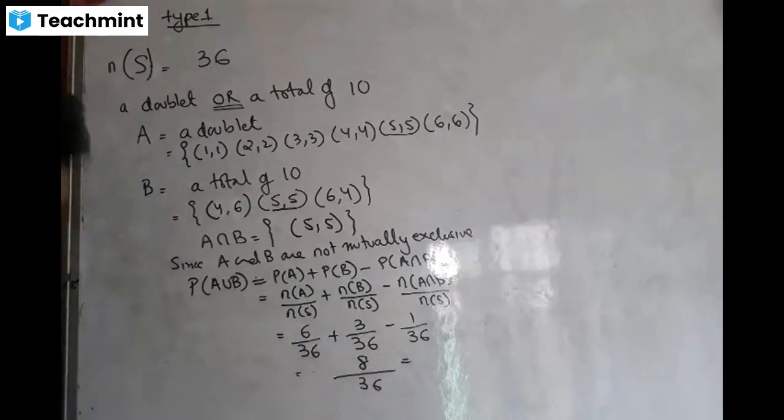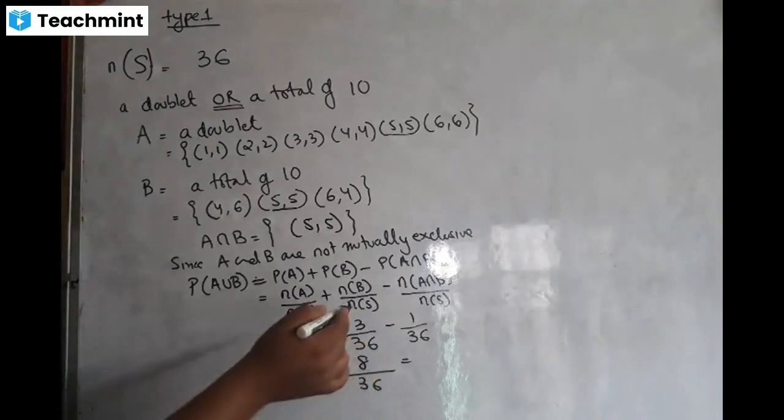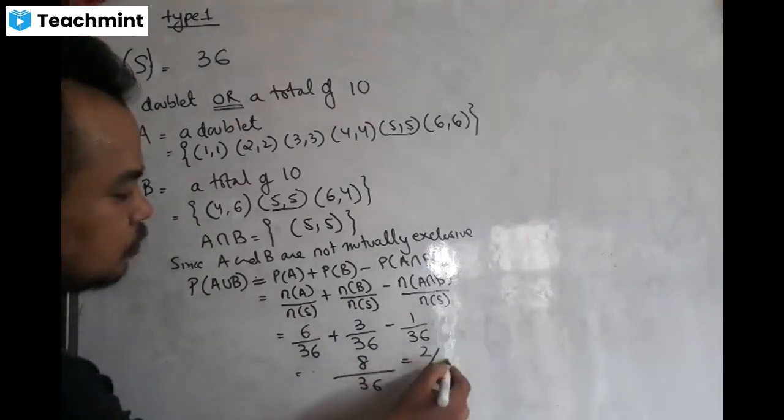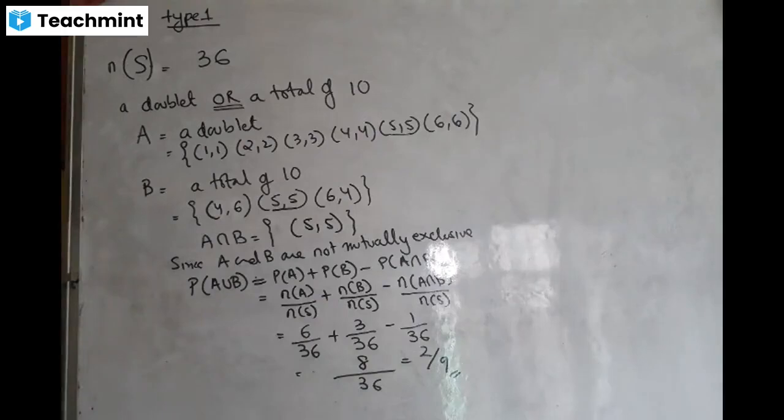If you simplify this, what do you get, please? 2 4s are 8, 2 18s are 36. So 2 2s are 4, 2 by 9. So you get 2 by 9. This is the probability of getting a doublet or a total of 10. So this is how you do it. Not that difficult. Just go through the solution. If you have any confusion, please ask me right now.